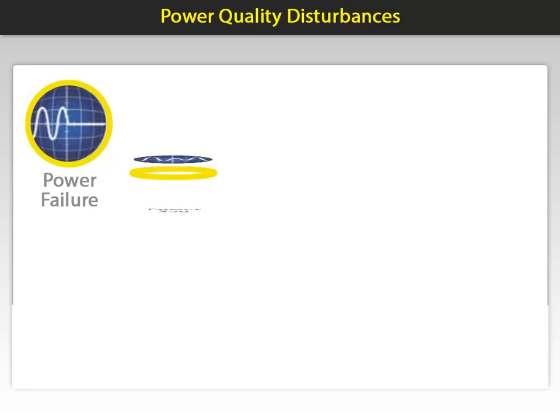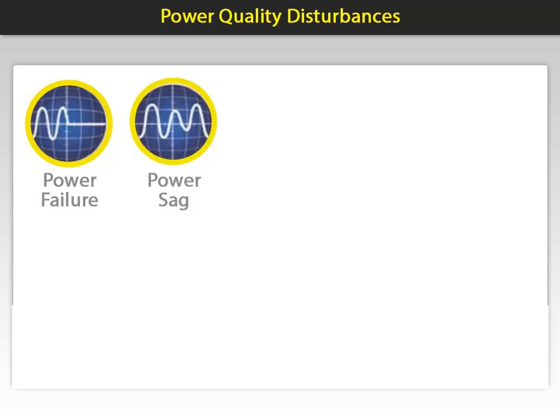Next is a power sag. A power sag, also called a voltage dip, significantly impacts power quality by causing a temporary drop in voltage, which can lead to malfunctions in sensitive electronic equipment like computers, industrial controls, and motors, potentially resulting in data loss, operational disruptions, and even equipment damage due to the sudden decrease in power supply during the sag event.